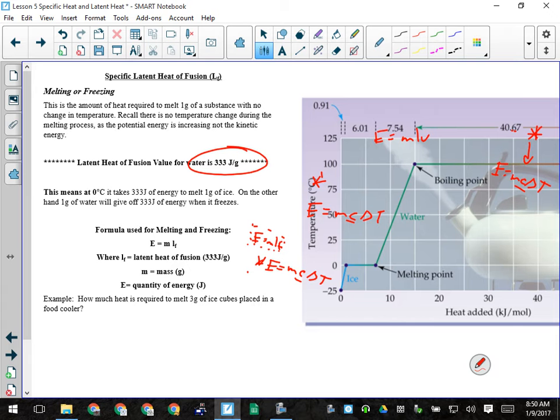Questions on that? So that means that to change 1 gram of ice into 1 gram of liquid water already at 0 degrees Celsius requires 333 joules of energy.